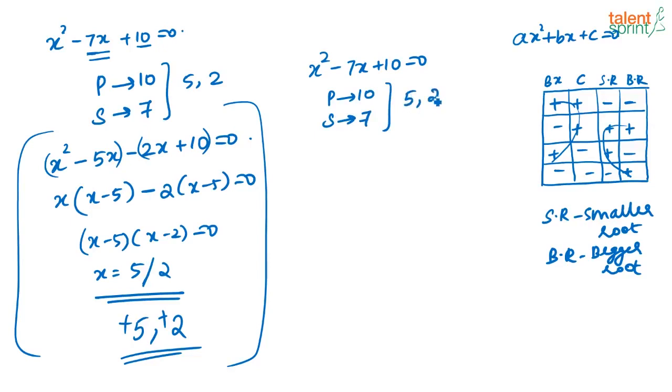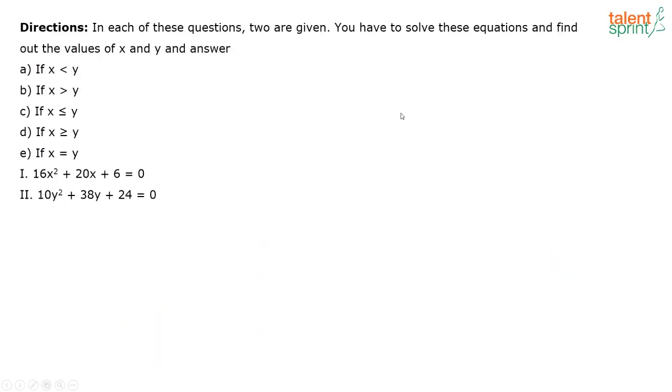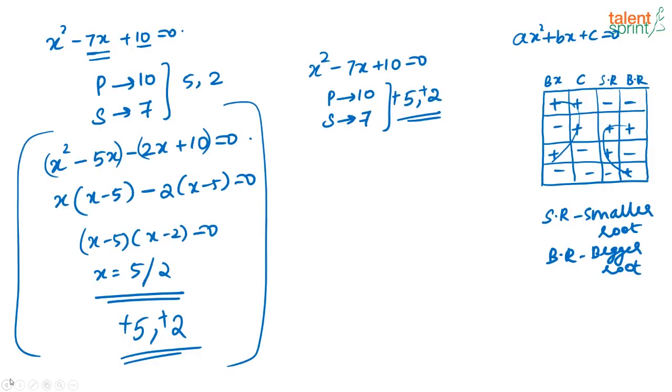So the two required numbers are 5 and 2. Now for an equation wherein the sign before bx is negative and the sign before c is positive, we know that both the roots are going to be positive. So just directly put a plus. This is going to be the answer that you get. You don't have to write so many steps.